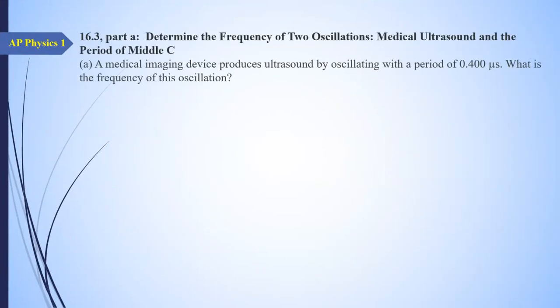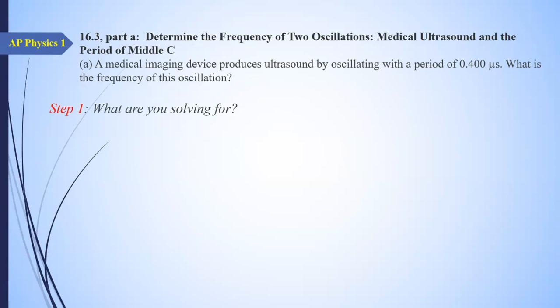Okay, a medical imaging device produces ultrasound by oscillating with a period of 0.4 microseconds. What is the frequency of the oscillation? So again, your sheet and the official AP sheet also will tell you that that symbol is microseconds. That's 10 to the minus 6th seconds.